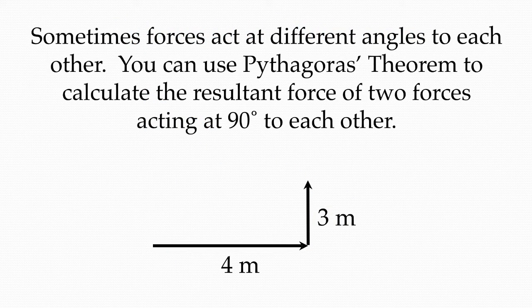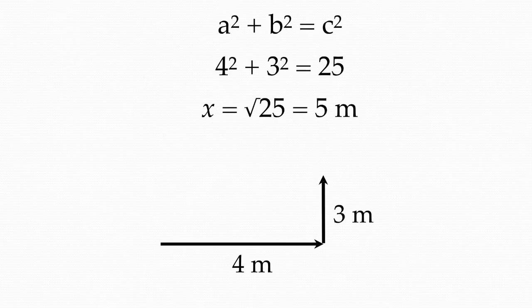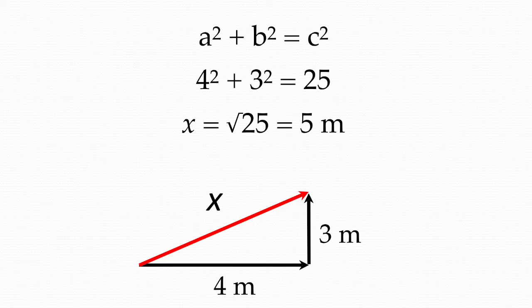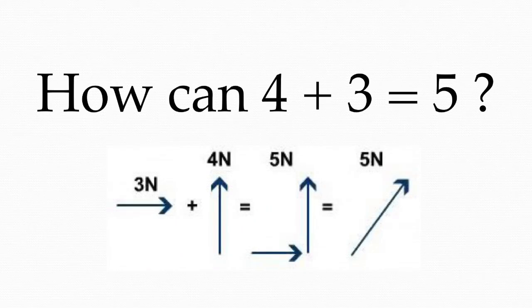In our example, sides A and B are 4 metres and 3 metres. 4 squared plus 3 squared is 16 plus 9, which is 25, and the square root of 25 is 5 metres. So our final displacement would be 5 metres. This should hopefully explain how, with vector addition, 4 plus 3 can equal 5.